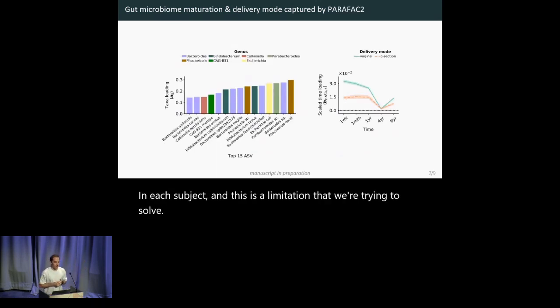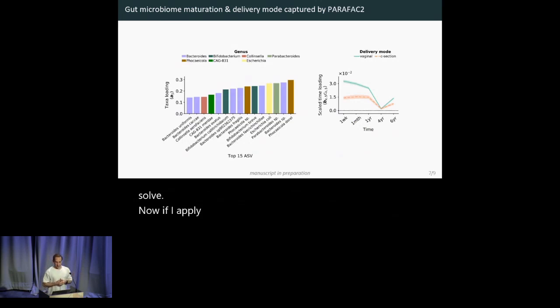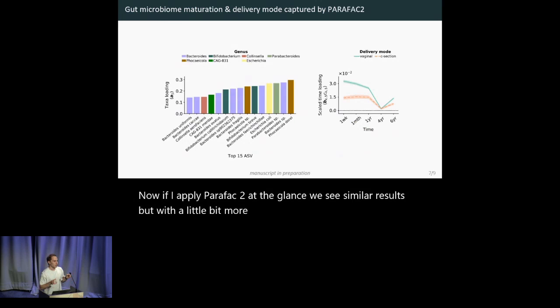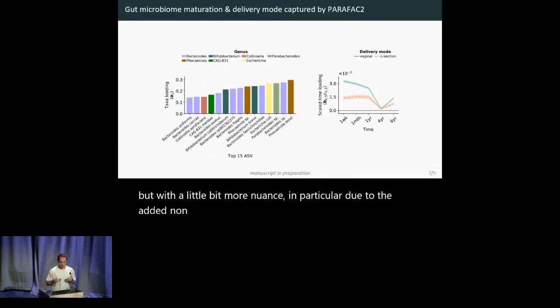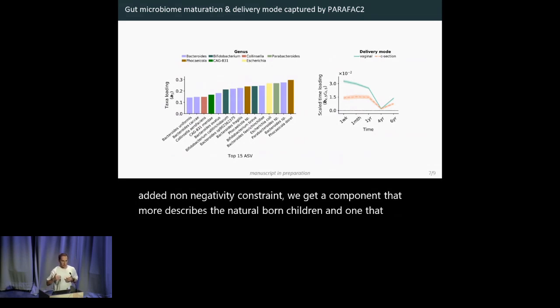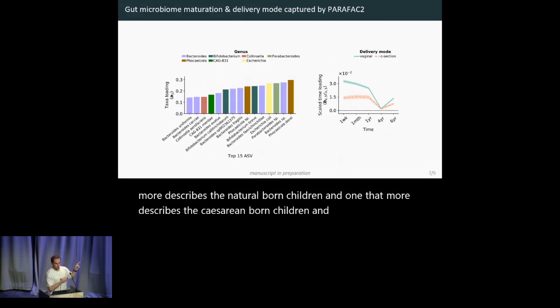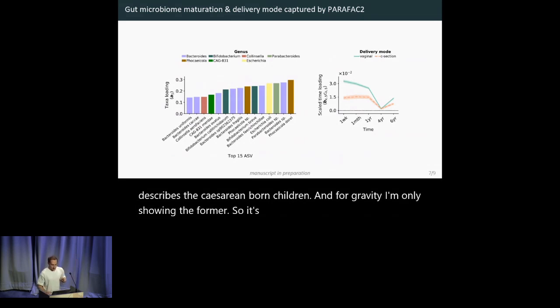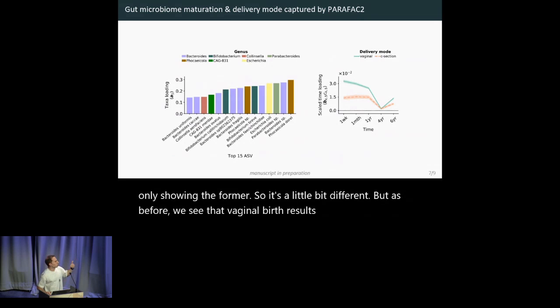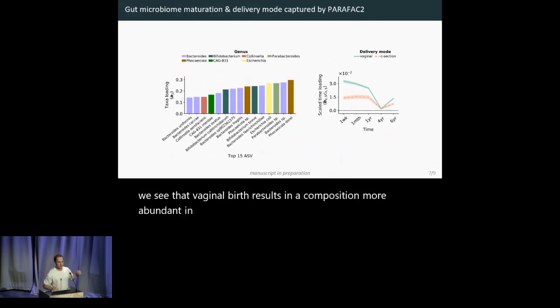Now, if I apply ParaFac2, at a glance, we see similar results, but with a little bit more nuance. In particular, due to the added non-negativity constraint, we get a component that more describes the natural-born children and one that more describes the cesarean-born children. And for brevity, I'm only showing the former, so it's a little bit different. But as before, we see that vaginal birth results in a composition more abundant in Bacteroides and that the difference diminishes over time.